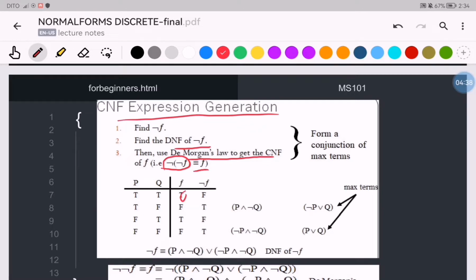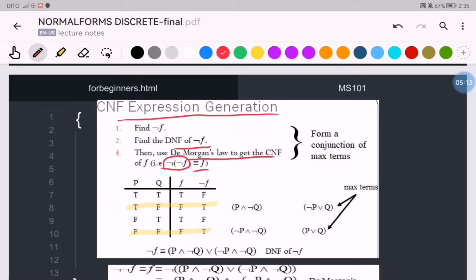Given the negation of F, if F is true, the negation is false. If F is false, the negation of F is true. Then F is true, the negation is false. Then F is false, the negation is true. Then determine the true values. So highlight the true values to identify them.